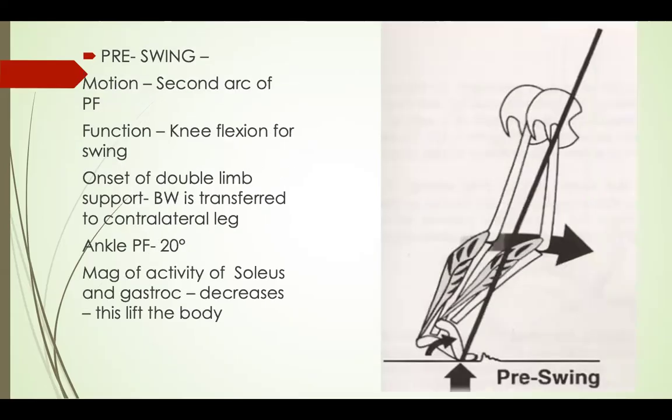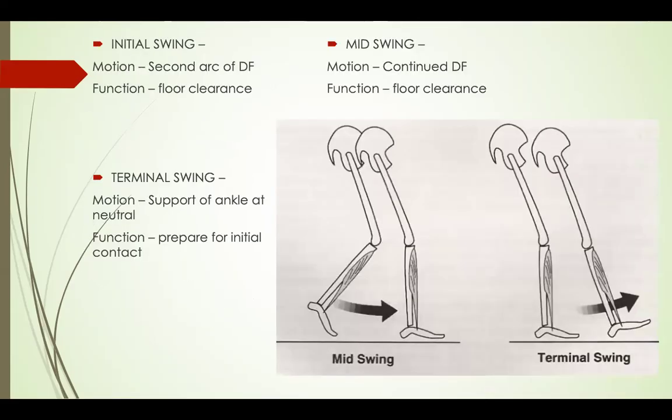In the pre-swing period, the second arc of plantar flexion will happen, and there will be knee flexion. At the onset of double limb support, body weight is transferred to the contralateral leg. In the pre-swing period, the ankle goes into plantar flexion up to 20 degrees, and the magnitude of activity of the soleus and gastrocnemius decreases, and this helps in lifting the body upwards.